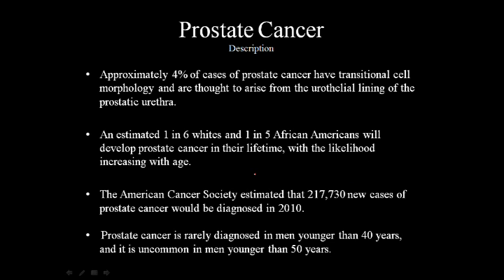Approximately 4% of all cases of prostate cancer have transitional cell morphology and are thought to arise from the urothelial lining of the prostatic urethra. So they typically originate from the area of the urethra that runs through the prostate gland.